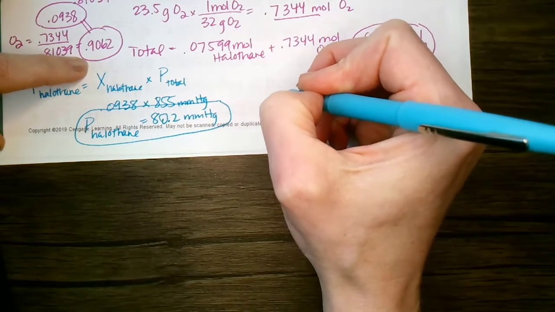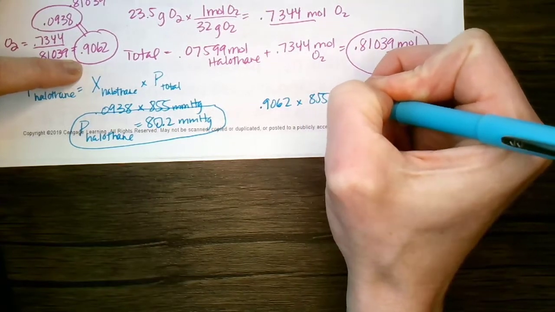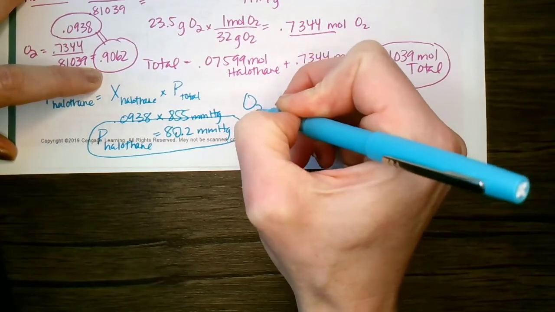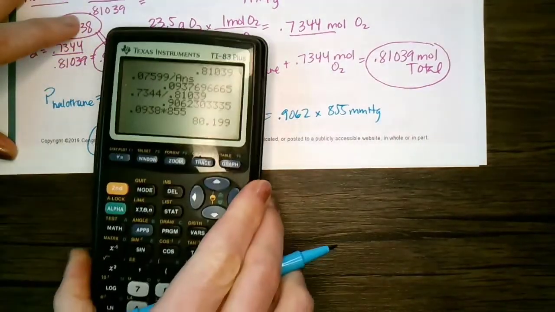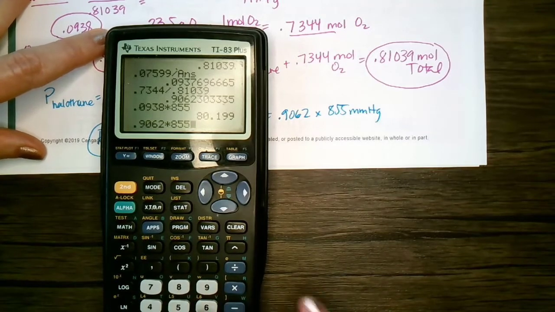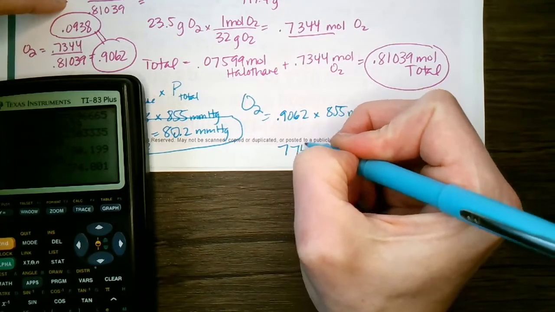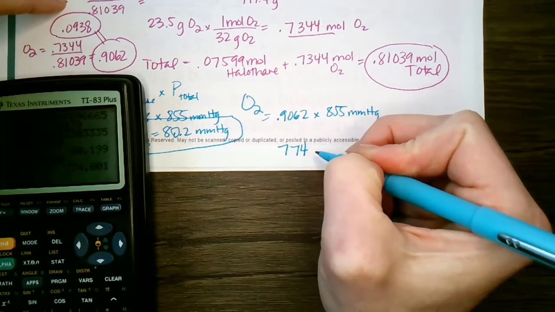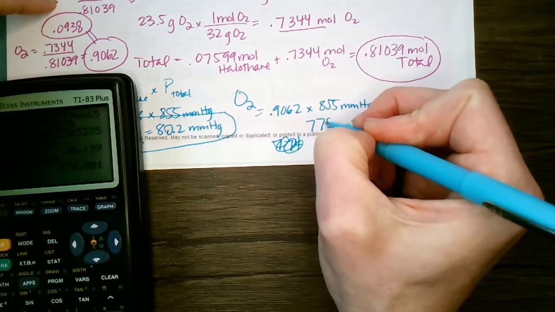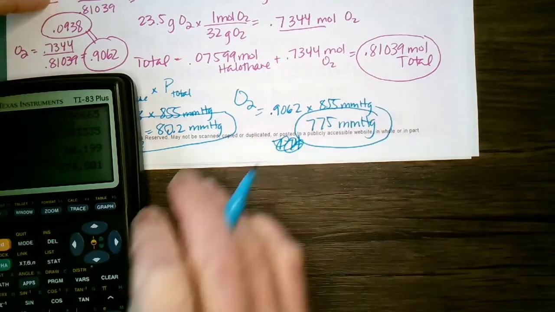Now let's find the partial pressure of oxygen. So we take the mole fraction of oxygen, 0.9062, times the total pressure, 855. And this is for oxygen's partial pressure. So 0.9062 times 855, 774.8, and we want 3 sig figs, so this will round up to 775.